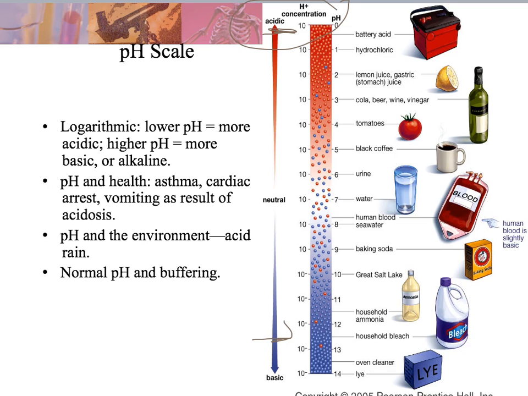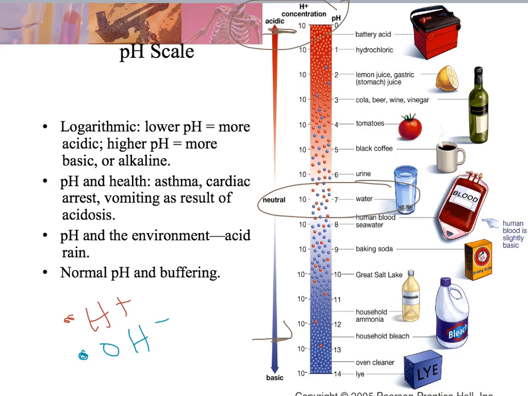Again, they are simulating. The red is your H plus, and the blue is OH negative. So that's what those little spheres are representing. As we go down towards here, we have a higher concentration of hydroxide ions. And you can see here the comparison with bleach and lye and ammonia. For neutral, that would be where you have equal amounts, and that's where water would sit.